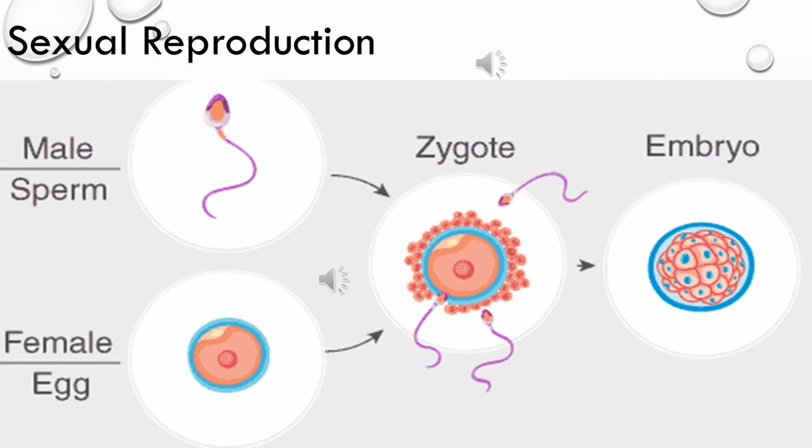Let us first learn sexual reproduction, children. In sexual reproduction, we need both male and female gametes. These male and female gametes fuse with each other and undergo the fertilization process. They develop into a zygote. This zygote develops into an embryo, and that embryo develops into a fetus. Then finally, you will get a full living organism.